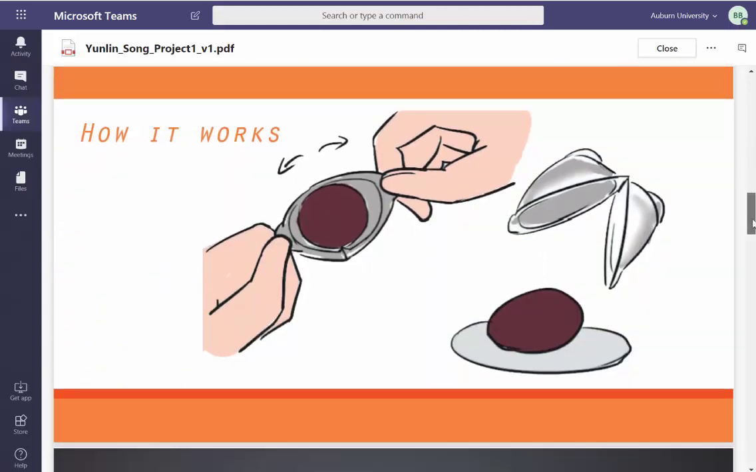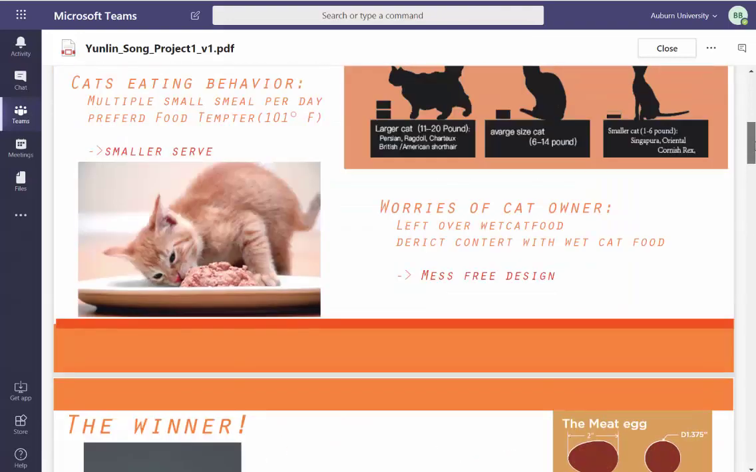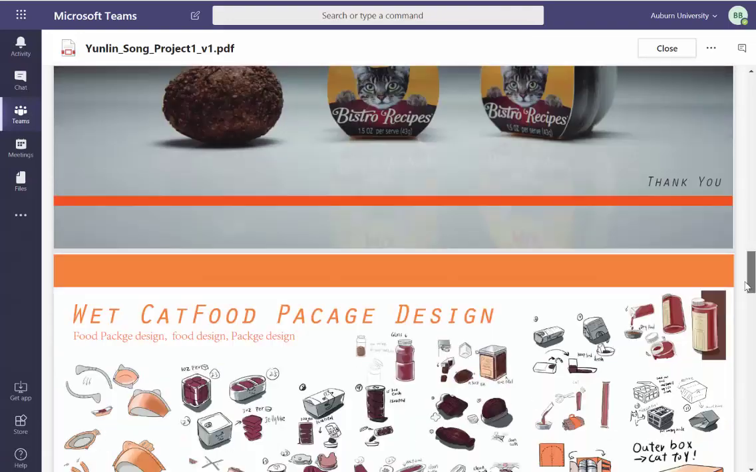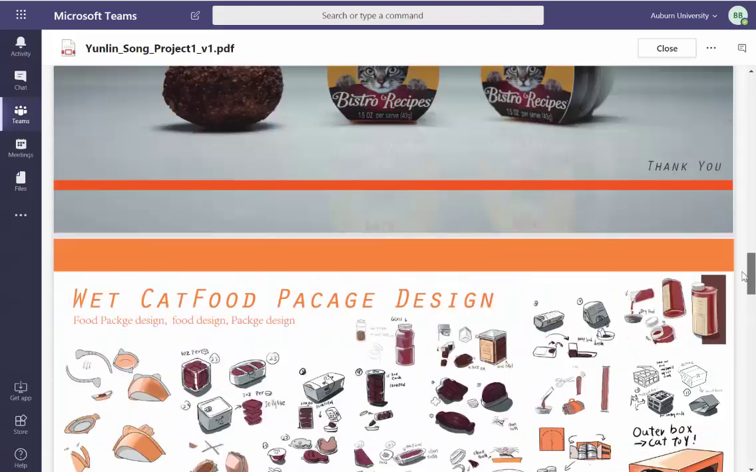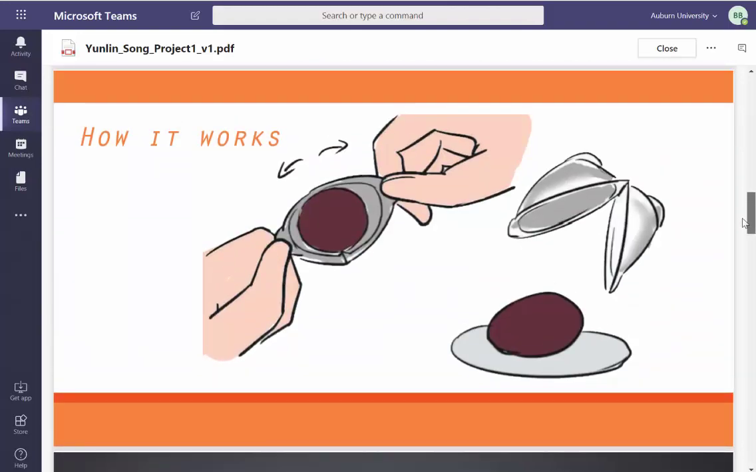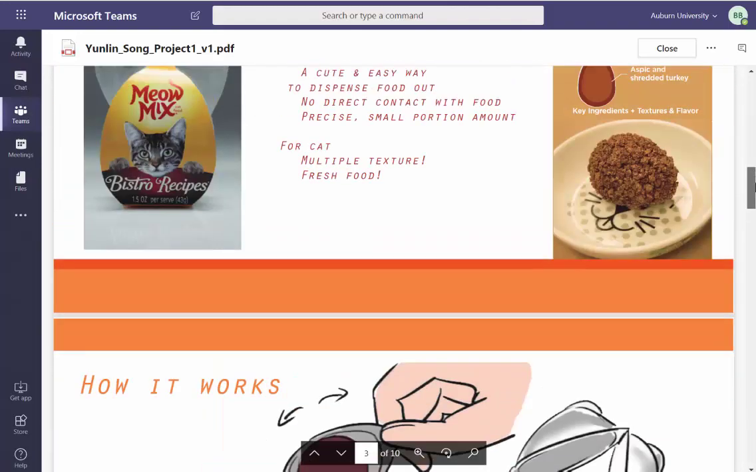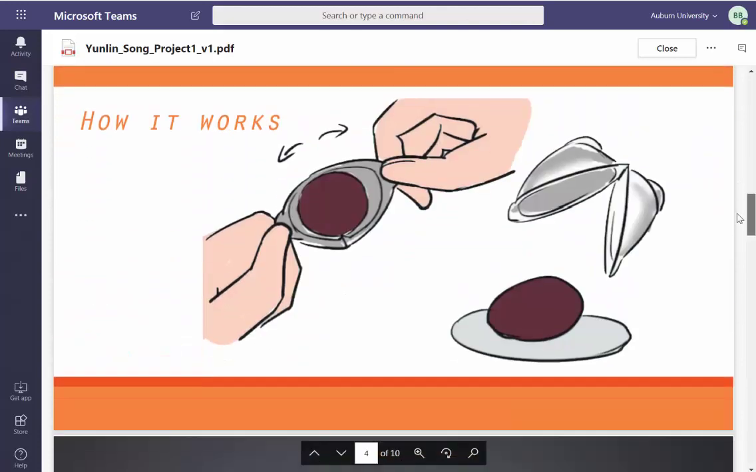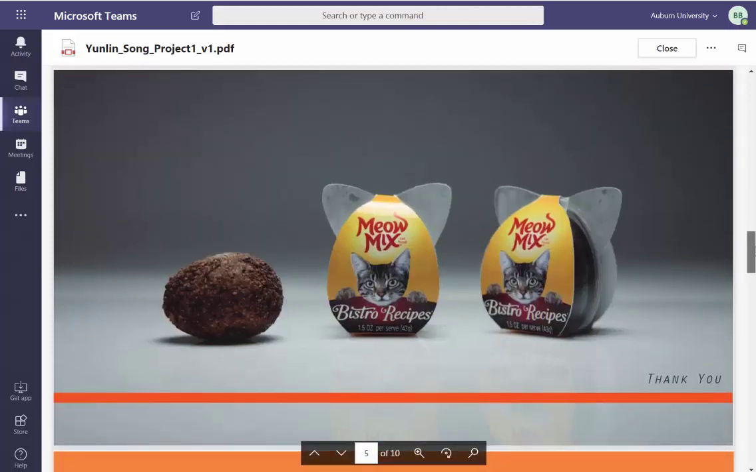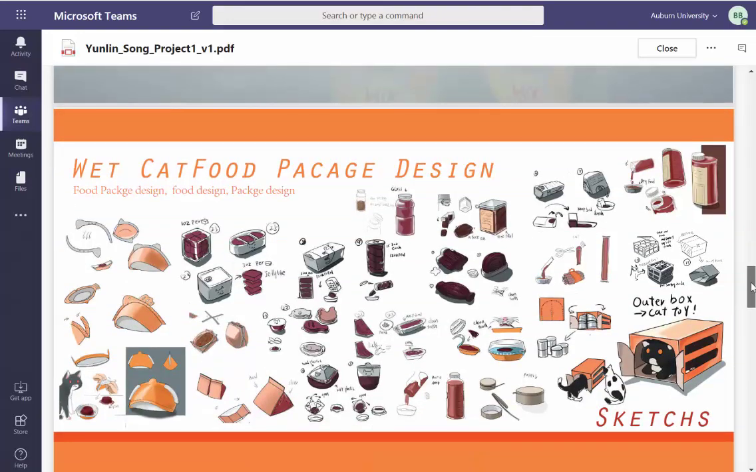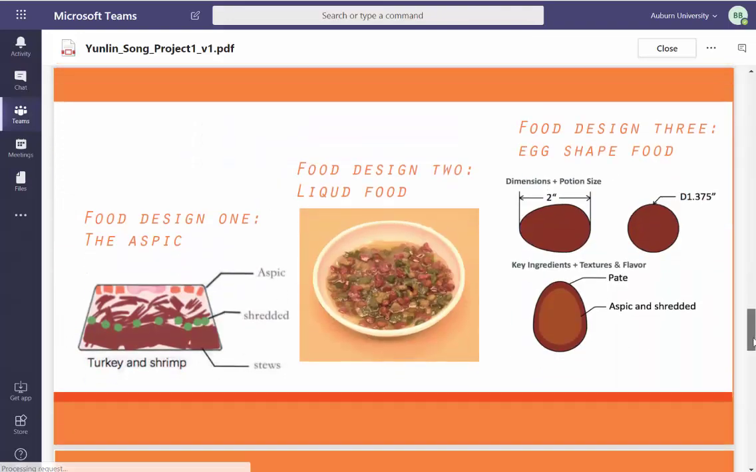How it works, everything is really kind of tight. How do I describe that? Everything is a bit formal in the way it's formatted, and then I go to a very loose, cartoony format. So you kind of have to ease into this. Jumping into it, this feels like it's out of place. Once again, the orange border isn't helping you. Thank you, Wet Cat Food Design Package.